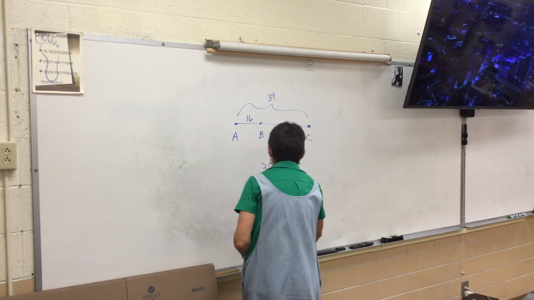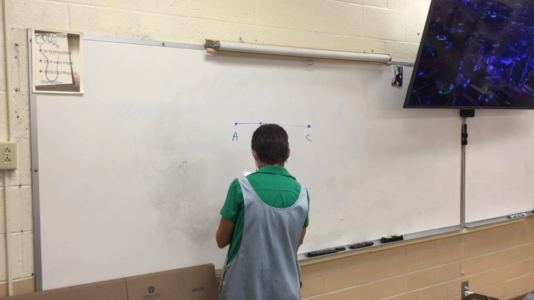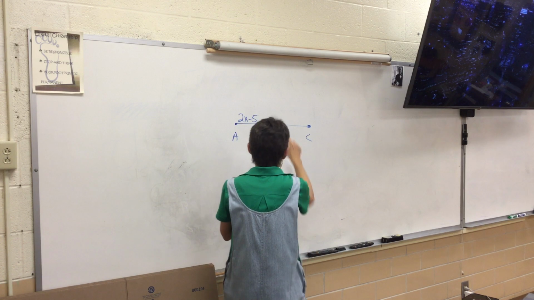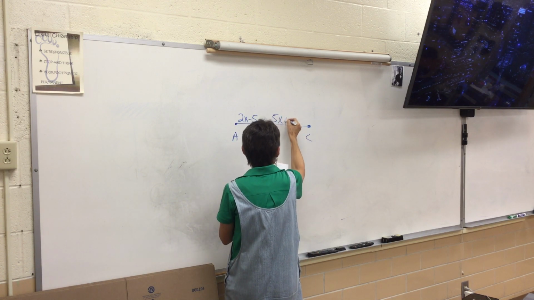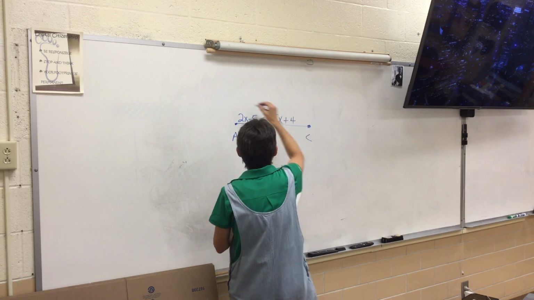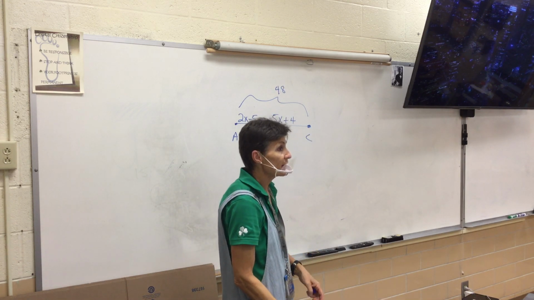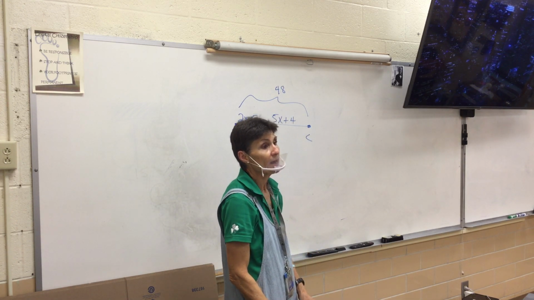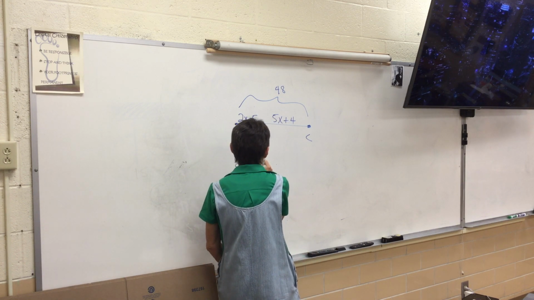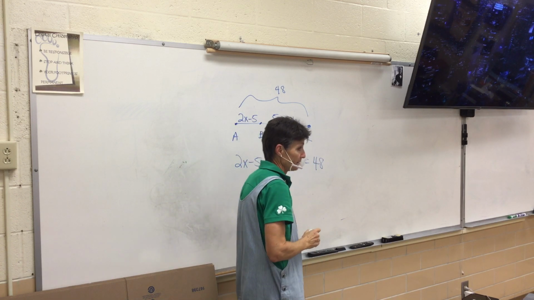Now, this one's a little harder. Because this one says that AB is 2x minus 5. And BC is 5x plus 4. So watch the letters, BC. And AC, that's the whole thing, is 48. Give me an equation that is going to help us solve that, Dana. 2x minus 5 plus 5x plus 4 equals 48. She is right on target.